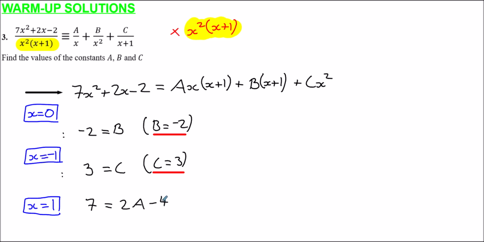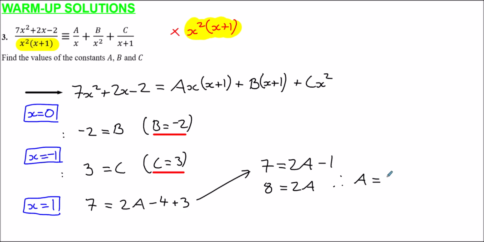And then over here, when I have c times x squared, I've got here that c is 3. So when x is 1, 3 times 1 squared is just obviously 3. So if I simplify this, I've got 7 equals 2a. Then minus 4 plus 3 is minus 1 overall. Add 1 to both sides. 8 equals 2a. Finally, dividing through by 2, I see that a must be equal to 4.